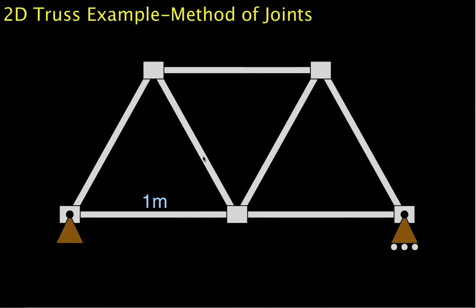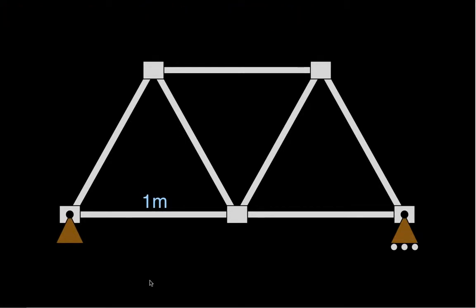Welcome to this video in which we solve for the tensions in each of the members of a truss by using the method of joints. The truss that we will solve is right here. It is designed so that it has 7 members and 5 joints.